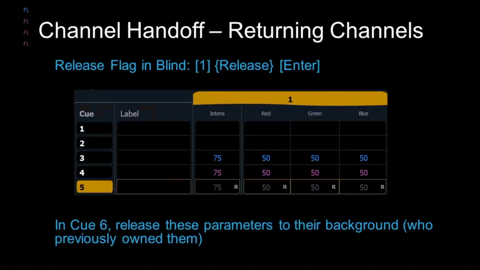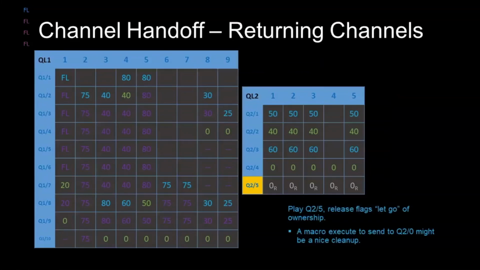So what a release flag does is it says, let my channels go, right? Like, I'm done controlling them. Let them go back to whatever they were doing before I stole them away, right? So no matter where you are in QList1, you can let these things be released, and it will send them back to those previous values.